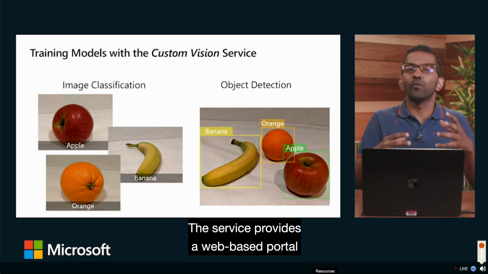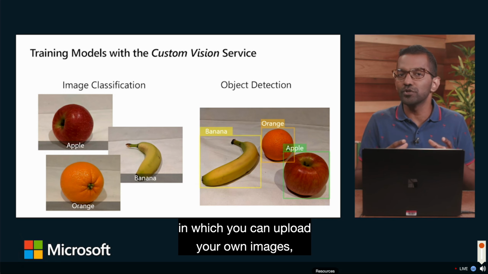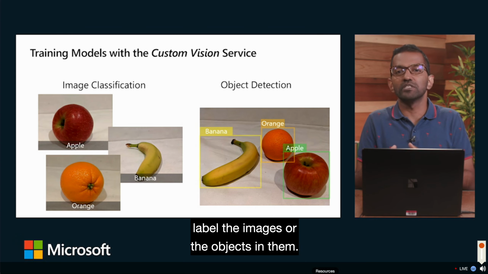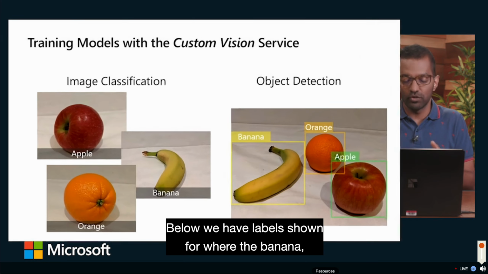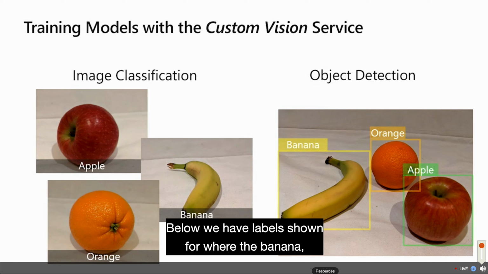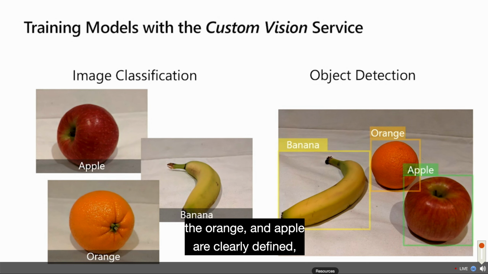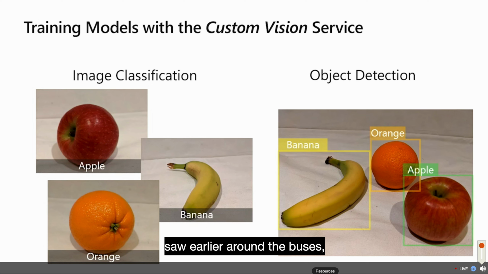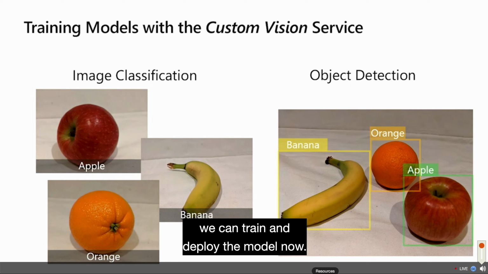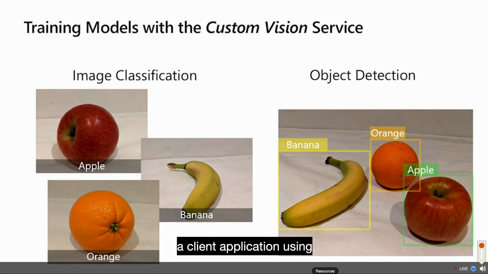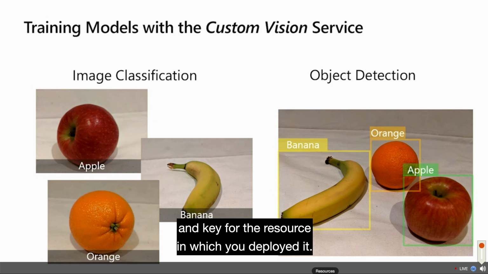The service provides a web-based portal in which you can upload your own images, label the images or the objects in them. Below, we have labels shown for where the banana, the orange, and apple are clearly defined. Similar to the bounding boxes that we saw earlier around the buses, cars, and cyclists, we can train and deploy the model now. You can then consume the model from a client application using its model ID with the endpoint and key for the resource in which you deployed it.